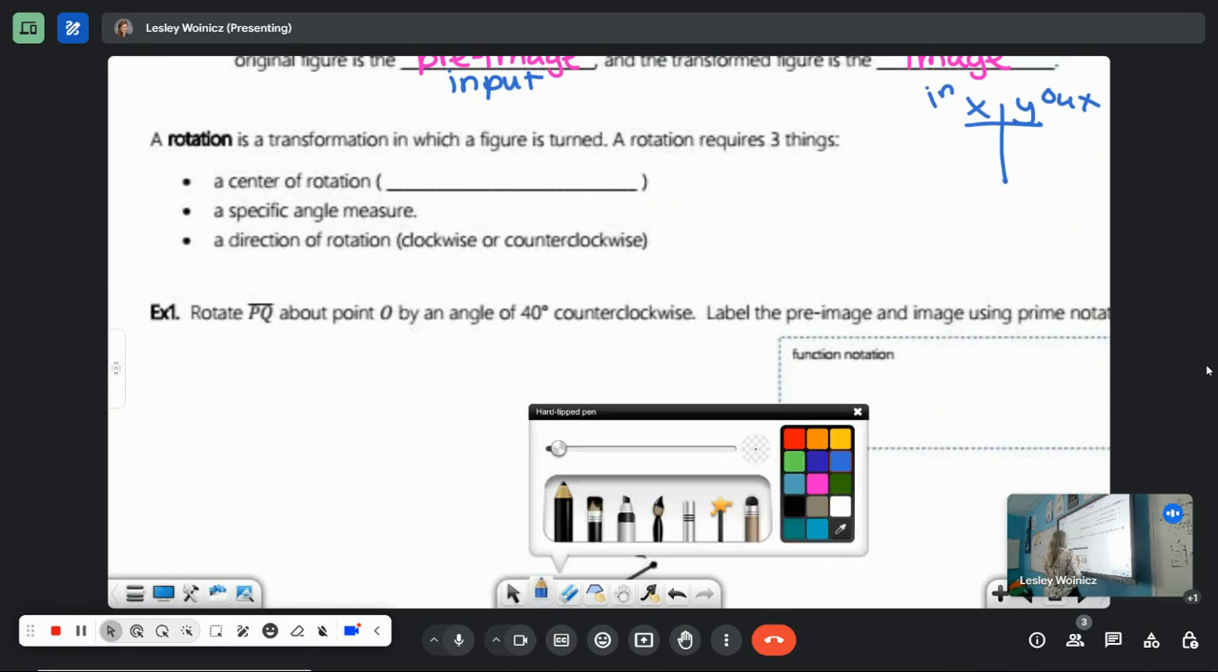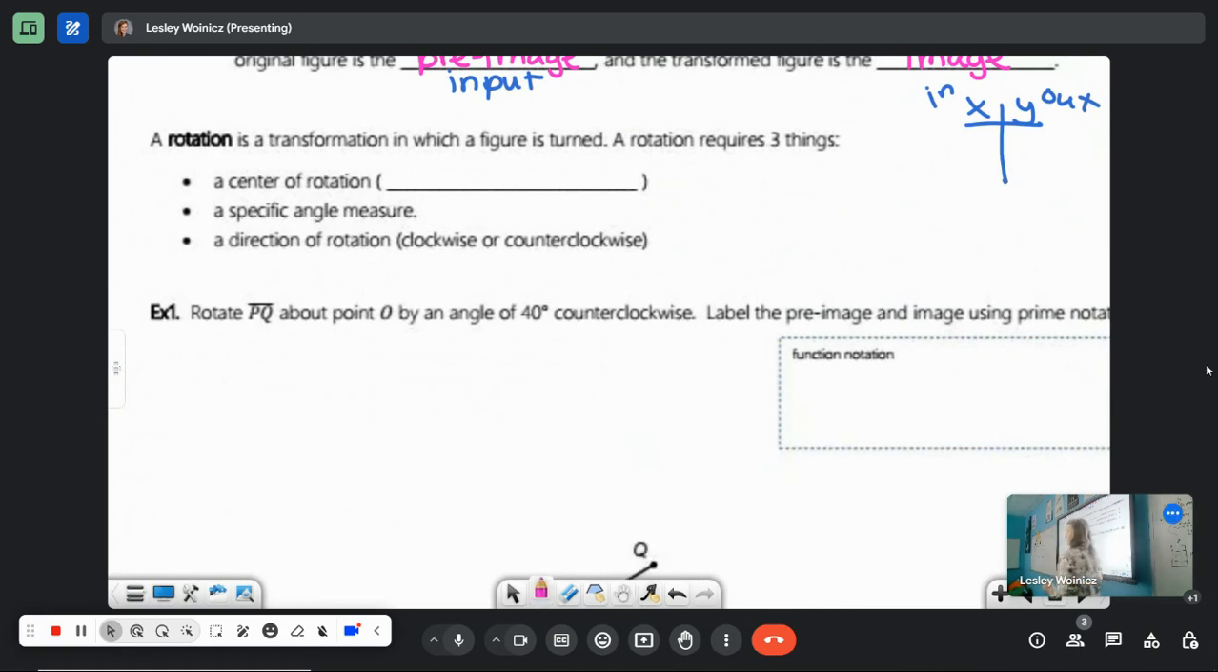Okay, a rotation needs a couple of things. In order to perform a rotation, you need to know the point about which we're rotating. Okay?